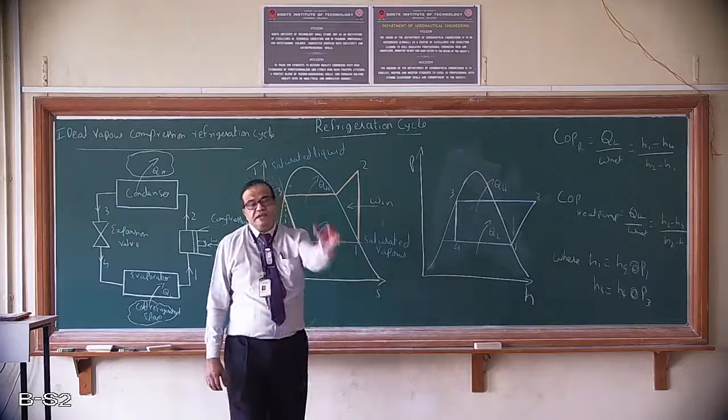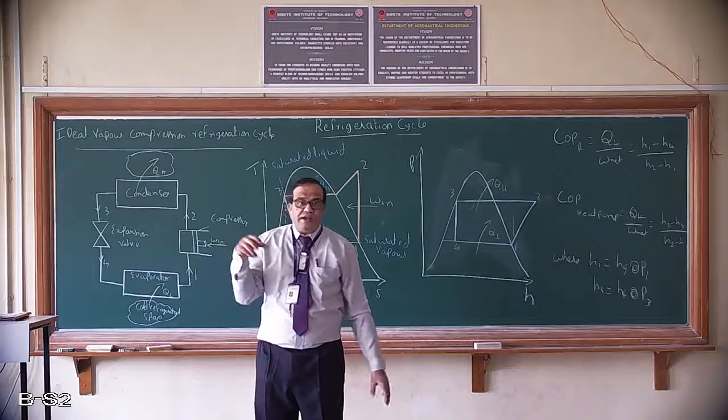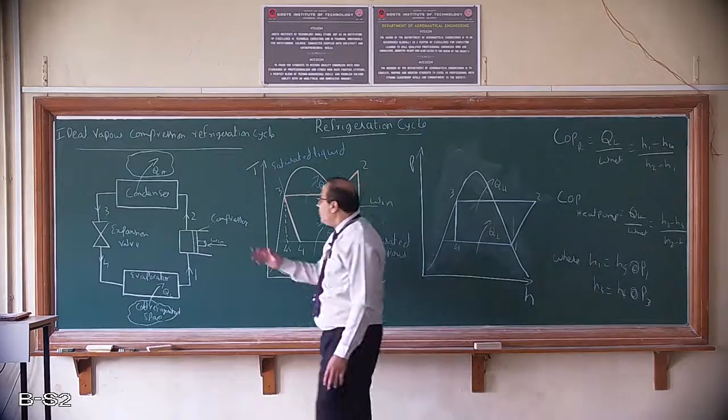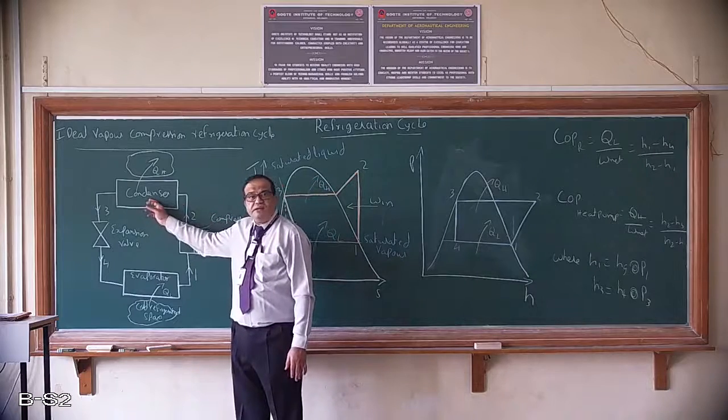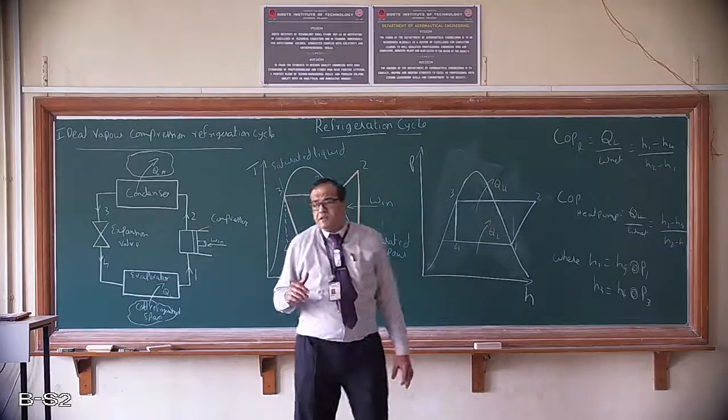When there is a rise in temperature, we need to shed heat because the refrigerant should go to a lower temperature. So what we do is condense the refrigerant to a lesser temperature.